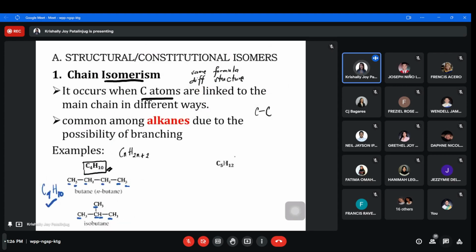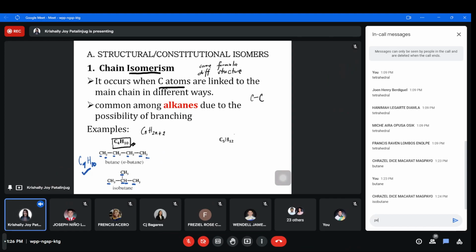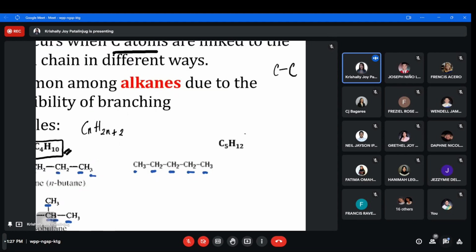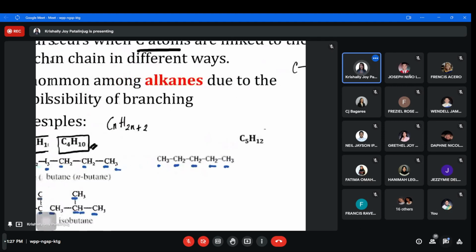Another example, C5H12. What is this alkane? What is the normal alkane that you could obtain from C5H12? Correct, that is pentane. So this is the structural formula of pentane. Count the carbons, 5 carbons, then check the number of hydrogens: 12. 3, 6, then another 6 on the internal carbons. So 12 hydrogens.